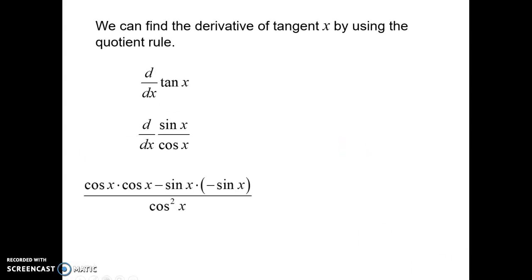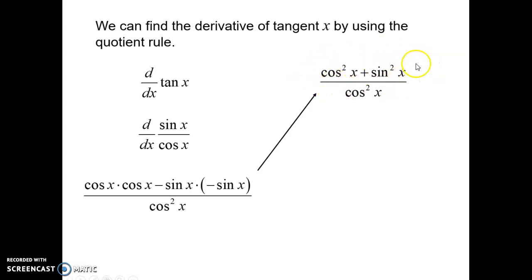Using the quotient rule, we get low d high, the derivative of sine is cosine, minus high sine of x, d low, which is negative sine of x, over the denominator squared. So that's just using the quotient rule that we did earlier. And then doing a little bit of simplification here, we get cosine squared x plus sine squared x over cosine squared x. And hopefully you guys recognize this numerator.